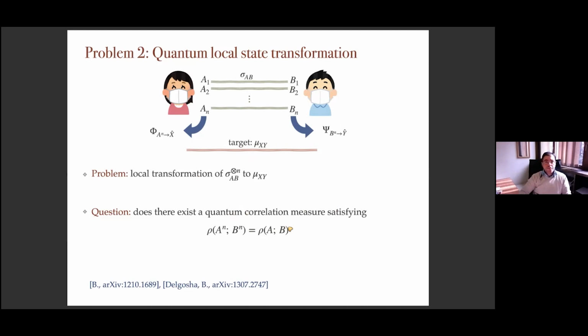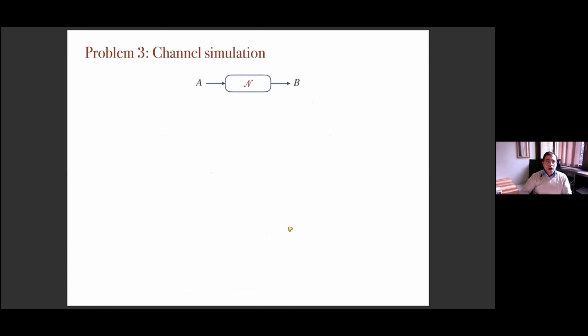Okay. The third problem is about channel simulation. The previous two problems were about sources. Here I'm talking about channels. By channel, I mean something that has an input and output. The channel could be either classical or quantum. And here it stands for the noise. In general, the channel introduces some noise to the input and produces output.